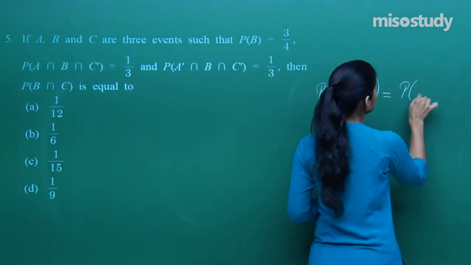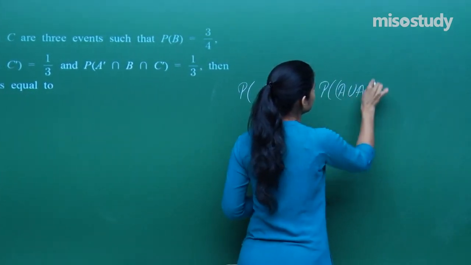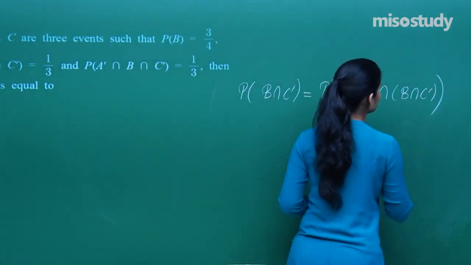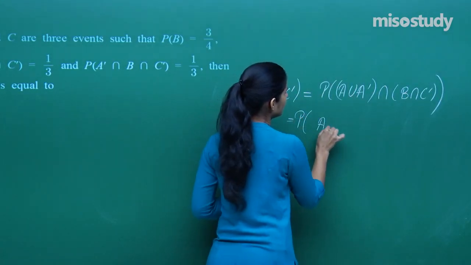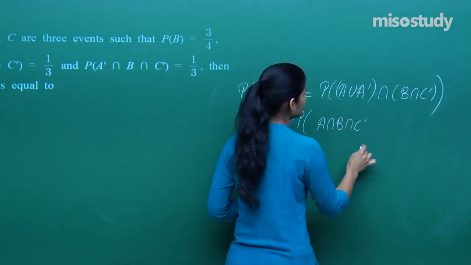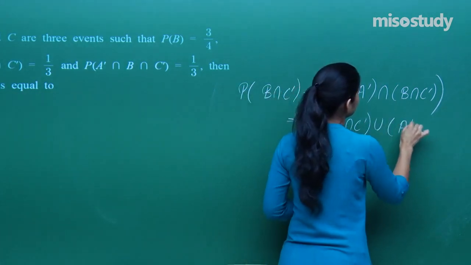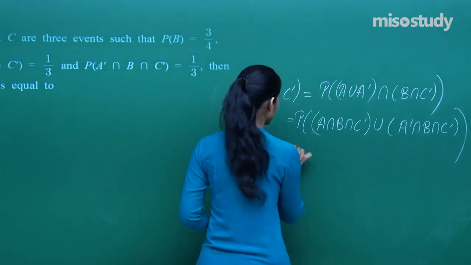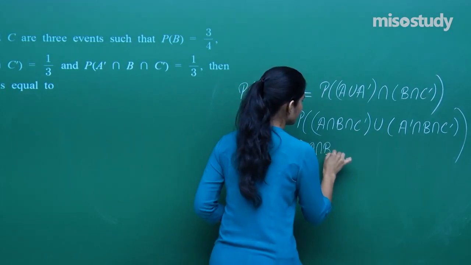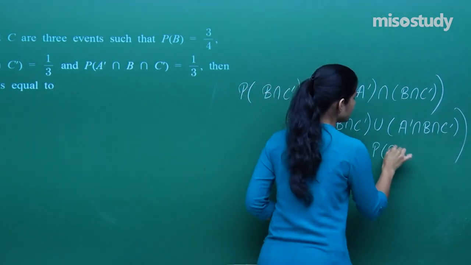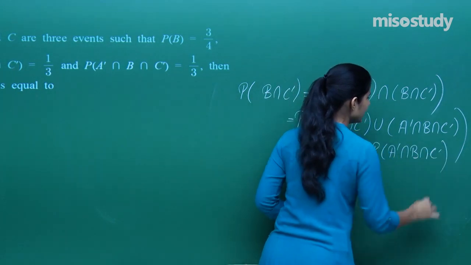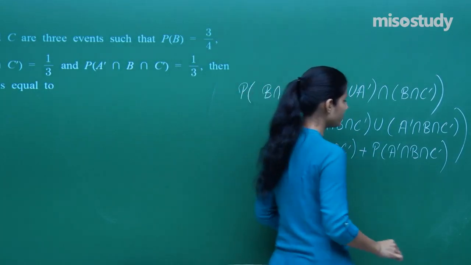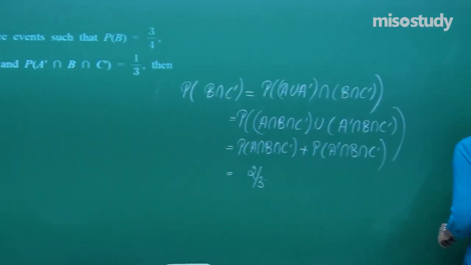B intersection C dash, this can be written as probability of A union A dash, this is my universal set, intersection B intersection C dash. I can write this as A intersection B intersection C dash union A dash intersection B intersection C dash. Both these are independent events, so I can write this as probability of A intersection B intersection C dash plus probability of A dash intersection B intersection C dash. This is given as 1 by 3, this is given as 1 by 3, so you get 2 by 3 as the probability. And now I want to talk about probability of B intersection C.